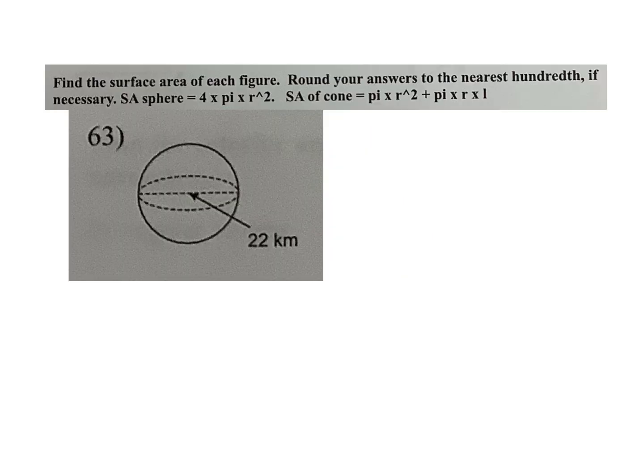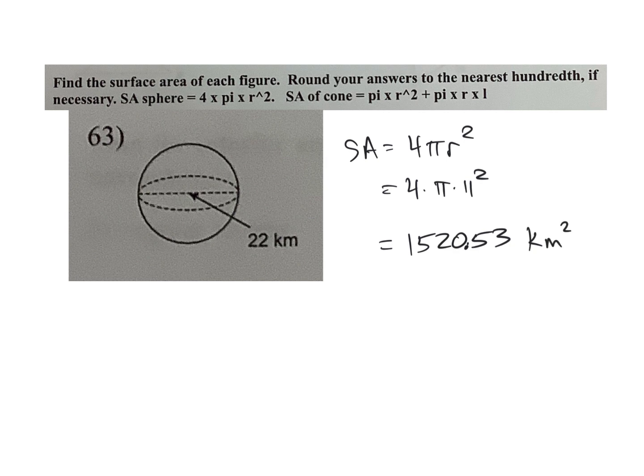Surface area. Surface area of a sphere is 4 pi r squared. So 4 times pi times 11 squared. So 11 squared is 121 times pi times 4 gives you 1,520.53. And that's square kilometers.